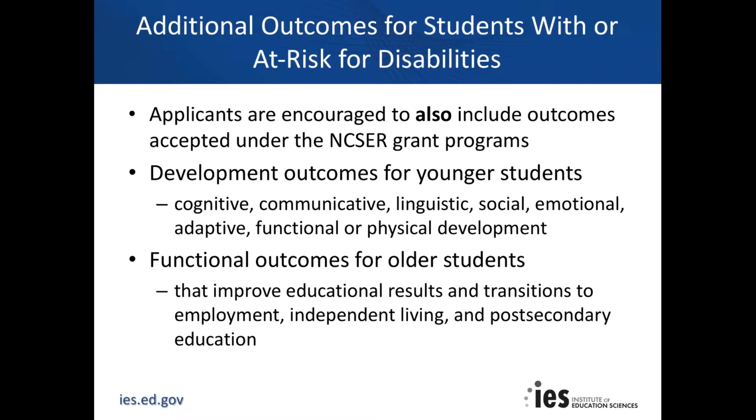There are also additional outcomes for students with or at risk for disabilities. Applicants are encouraged to also include outcomes accepted under the NCSER grant program, that's our National Center for Special Education Research, development outcomes for younger students, such as cognitive, communicative, linguistic, social, emotional, adaptive, functional, or physical development, and functional outcomes for older students that improve educational results and transitions to employment, independent living, and post-secondary education. You must include one or more of the previously discussed outcomes, but should also consider outcomes specifically for the student with disability population being studied.